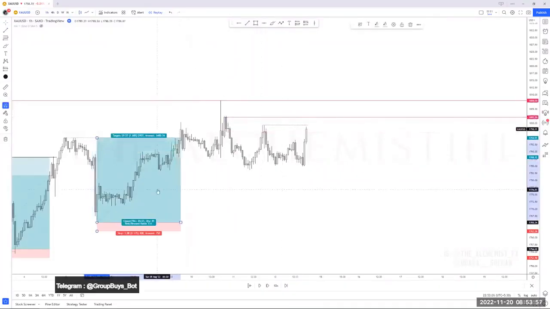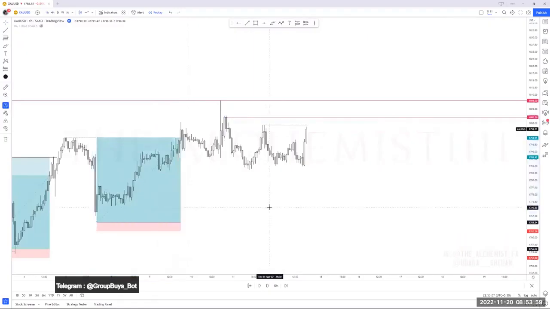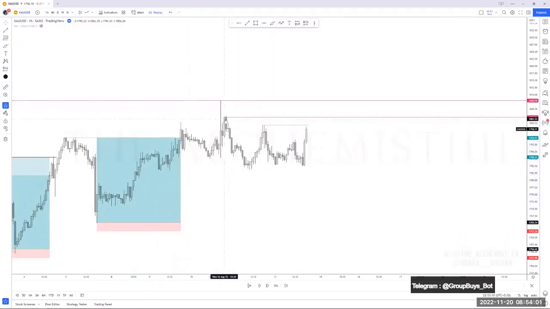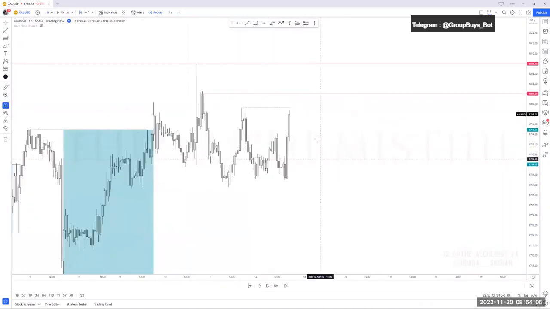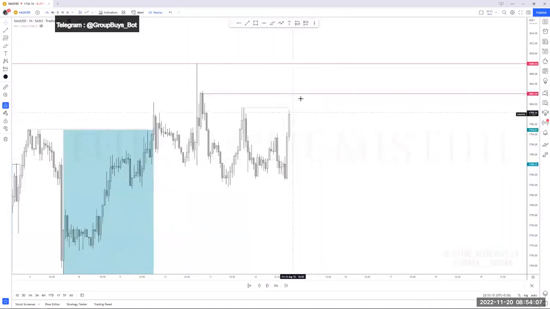Why are we using the 1-hour? Because the daily did not have anything, so obviously the weekly will not have anything. The 4-hour did not have anything either. So the next time frame we use is the 1-hour time frame, so we can take a trade from the 1-hour time frame in here.